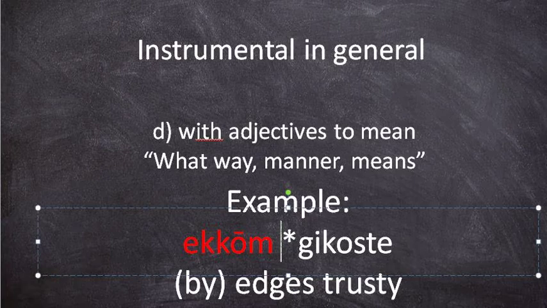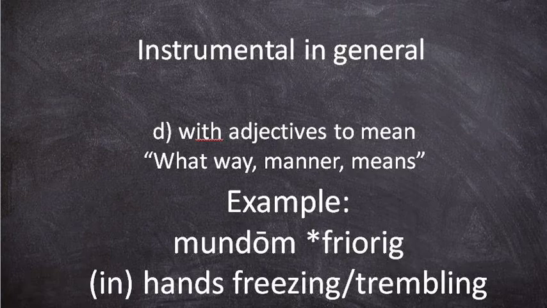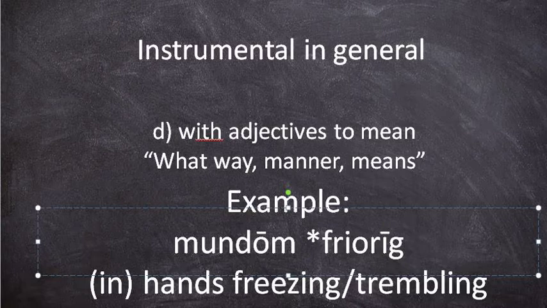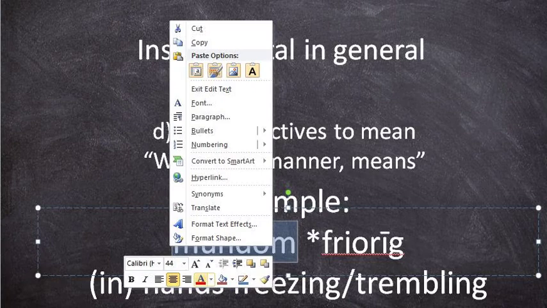Our next example is mundum friorig. Pretty stressed on that. So mundum friorig. So again, this is the instrumental being employed, looking like the plural dative. So this is essentially saying in hands or through hands, freezing, trembling.